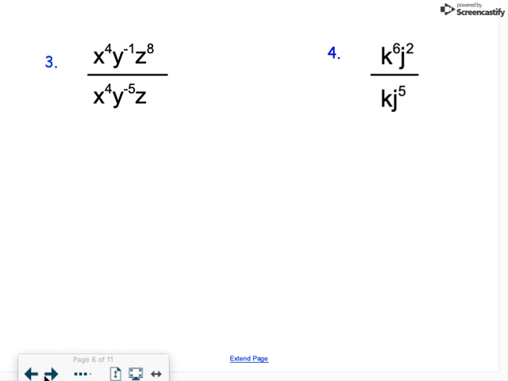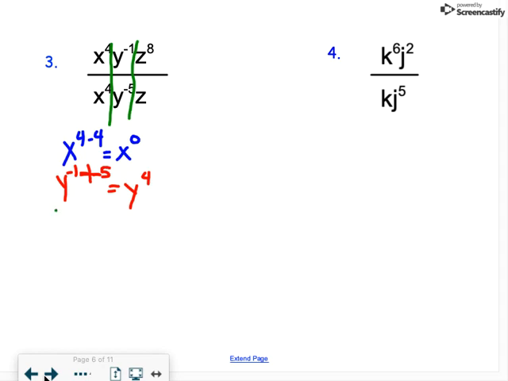So again, number 3, we think of these as all separate things. We have our x values, our y values, our z values. So we start with our x's. We have x to the 4 minus 4. Well, that's just going to equal x to the 0. We'll get to that. We have y to the negative 1 minus a negative 5. Well, that's going to get us y, two negatives make a positive, to the positive 4th.